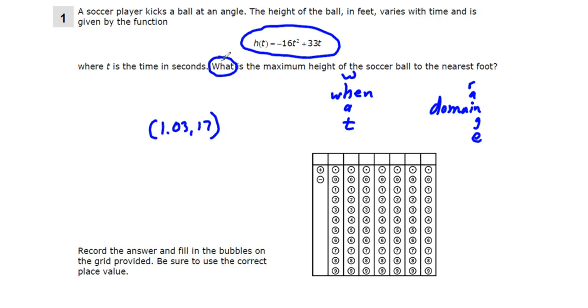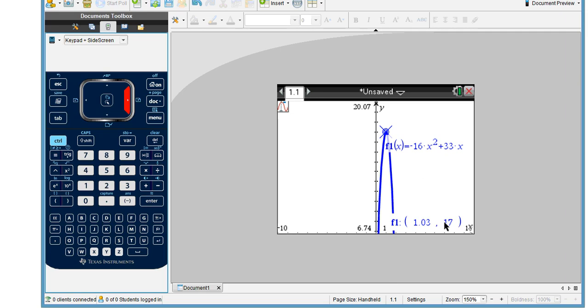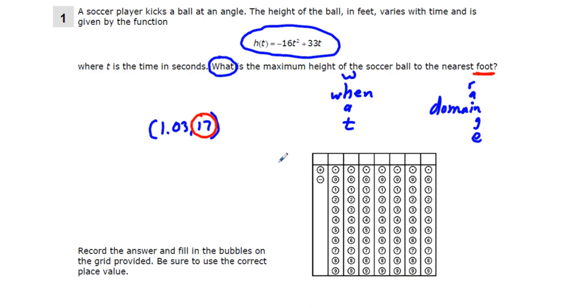Okay, we want the maximum height. So are we talking about the x value or the y value? Well, we're talking about the y value. And it says to the nearest foot. That looks like a whole number, so that's as good as we have to go on.